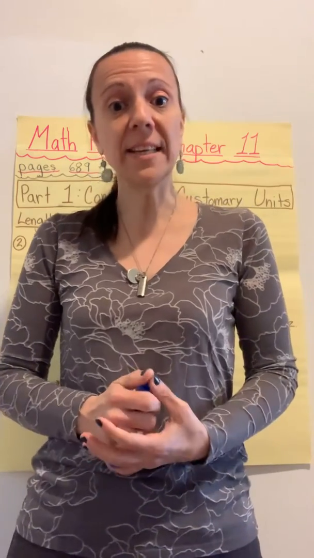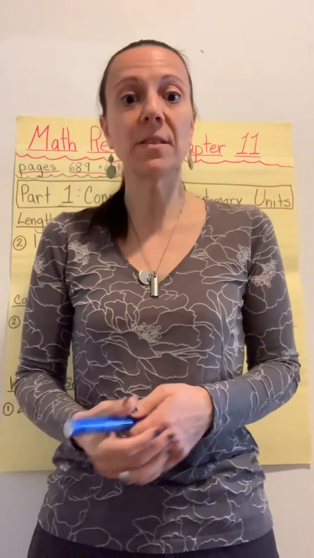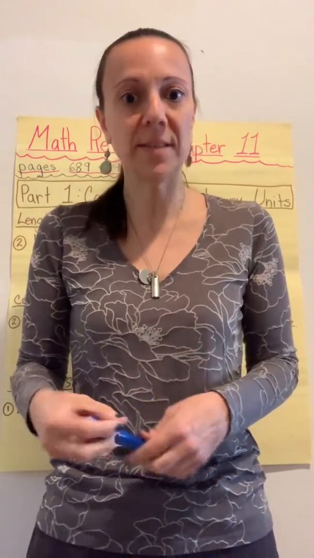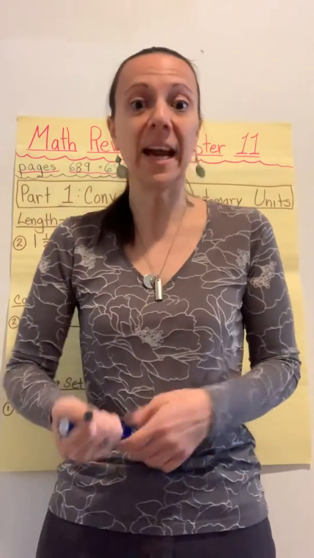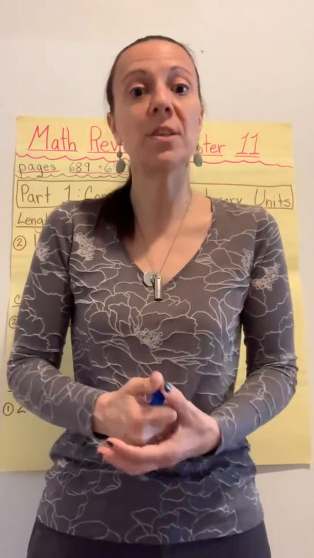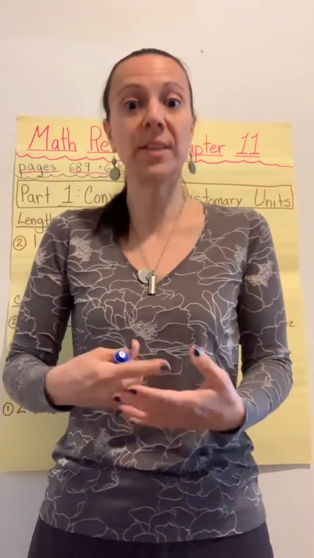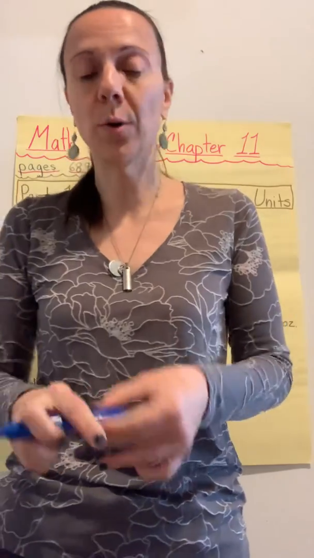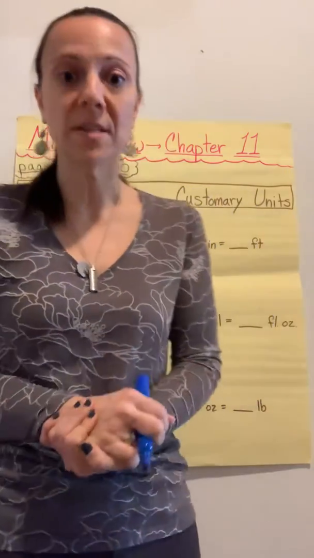On pages 689 and 690 in your book, there's a whole bunch of sets for a variety of problems. And we're going to try a couple of the harder ones in each set to give you an idea how you're doing. Then you can use that to help you practice what you need to practice a little bit more before the test tomorrow. Let's start with customary units. They're always more complicated. And we're going to start with length.